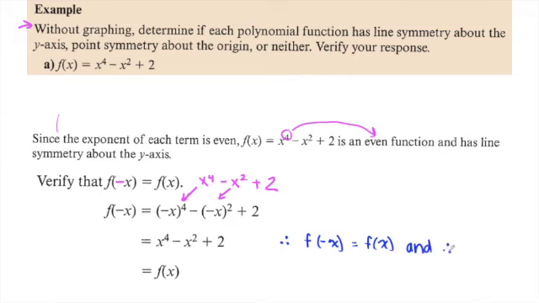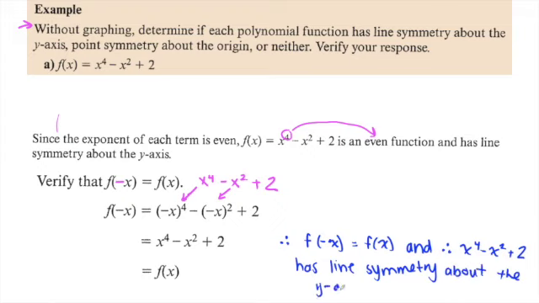And therefore x to the 4 minus x squared plus 2 has line symmetry about the y-axis. Yay! Okay, so that's how you're going to check. Again, I'm going to go through lots of examples here to help you check that, or understand that.